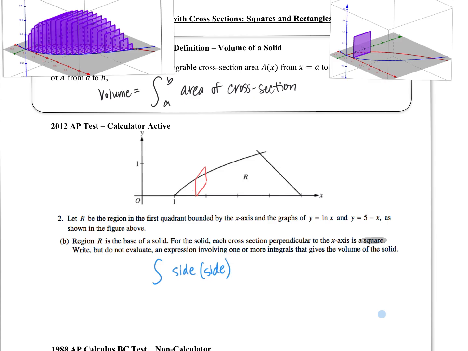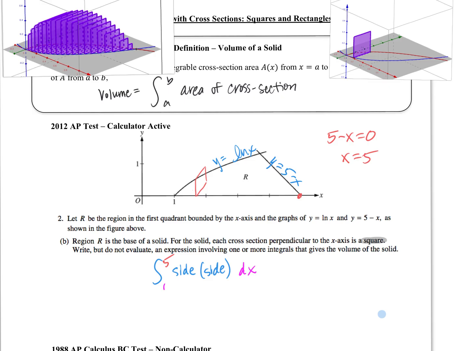From where to where do we think? Where's my left bound? This is my region R. How far left do we think we've got to go? 1. I agree. And then we've got to figure out how far right we've got to go. This is the line I'll even specify. We've got y equals ln of x versus y equals 5 minus x. If you're like, ooh, that looks like 5, but I'm not sure, when does 5 minus x equal 0? Add x to both sides, and we get x is 5.